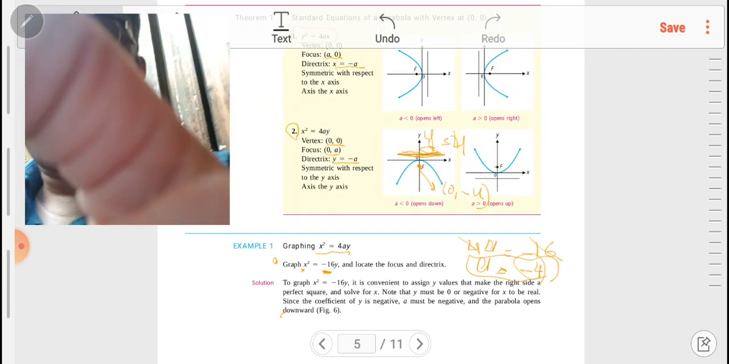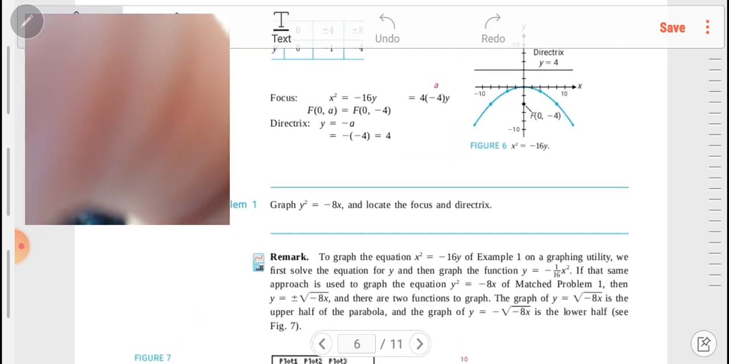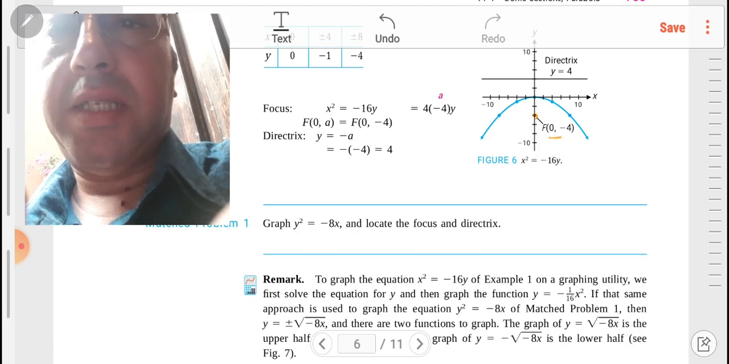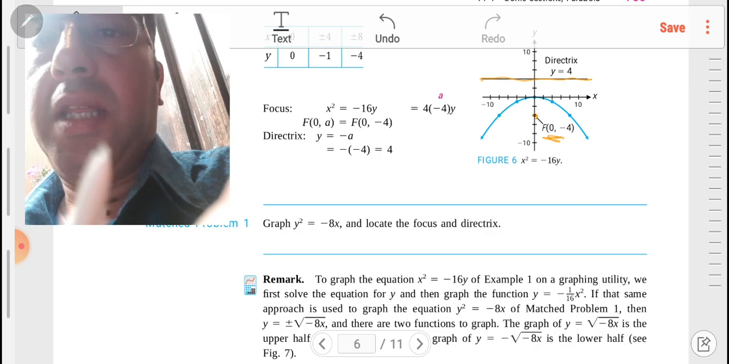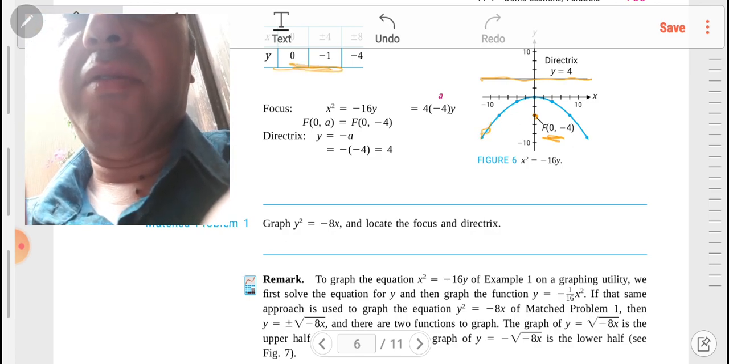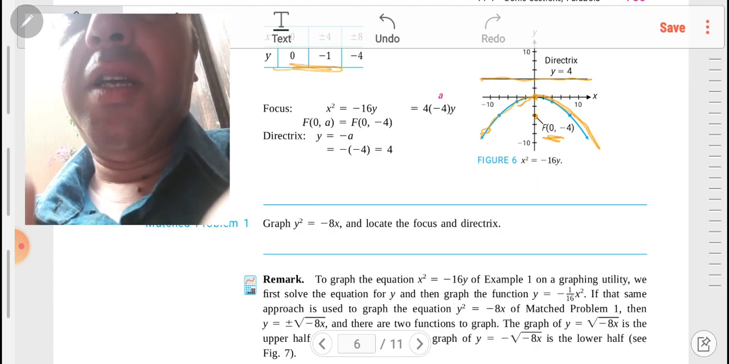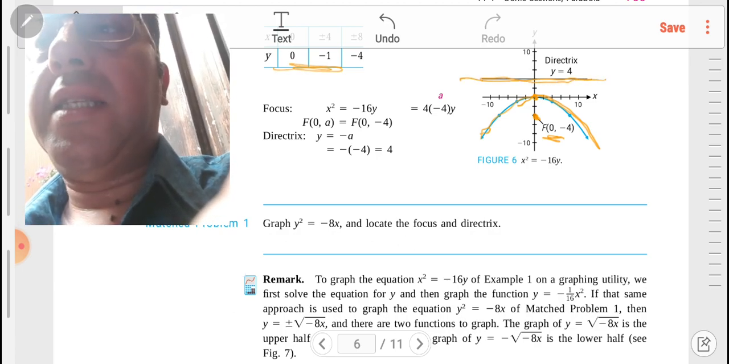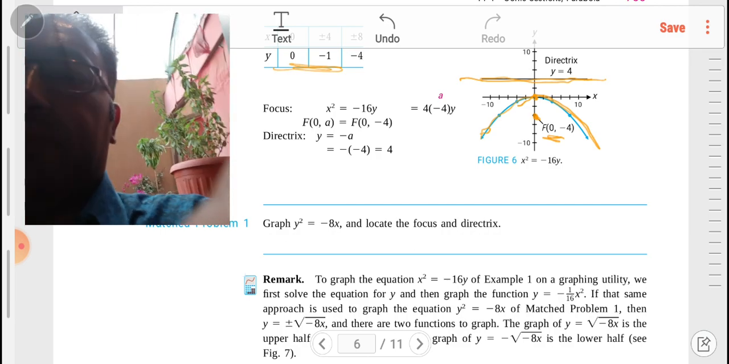Again, this parabola curves downward, so the focus is (0, negative 4), and the directrix is y equals 4. We can draw a table and graph the parabola downward, with its vertex at the origin, focus (0, negative 4), and draw the line y equals 4. That's how to graph this parabola.